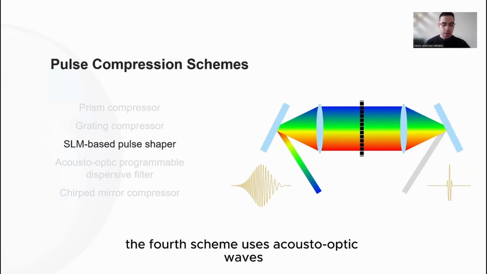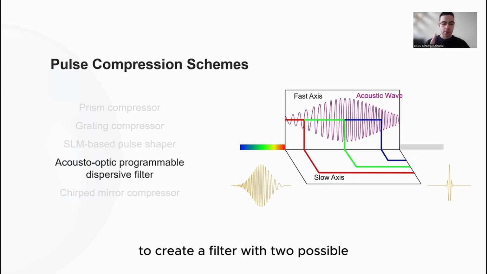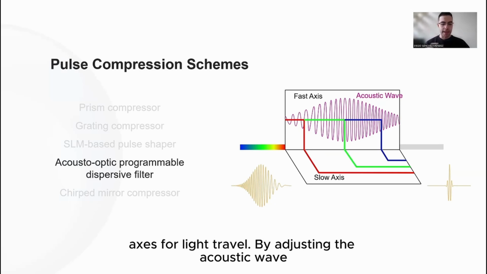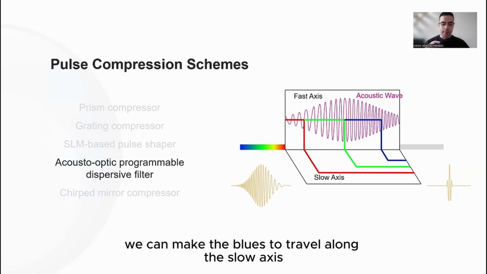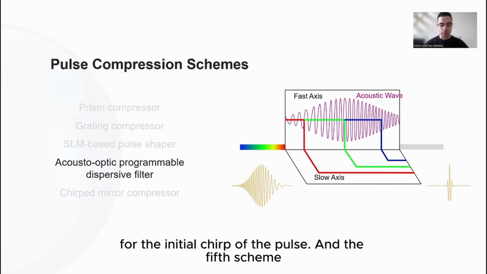The fourth scheme uses acousto-optic waves to create a filter with 2 possible axes for light travel. By adjusting the acoustic wave, we can make the blues travel along the slow axis and the reds travel along the fast axis, which can compensate for the initial chirp of the pulse.